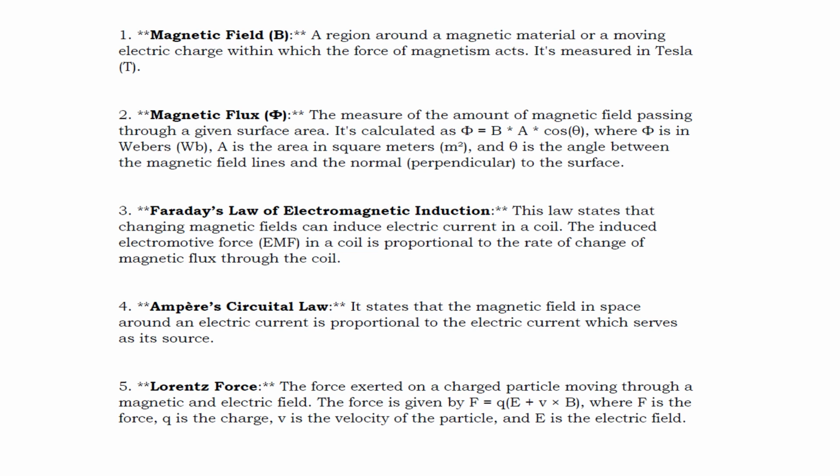Then we have the Ampere's circuital law. It states that the magnetic field in space around an electric current is proportional to the electric current which serves as its source. And the Lorentz force. The force exerted on a charged particle moving through a magnetic and electric field. The force is given by F is equal to q, the charge, times E, the electric field, plus v, velocity, cross B, or the magnetic field.